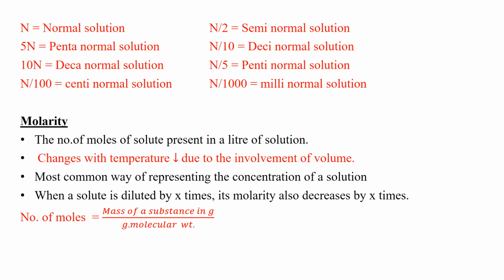Normal solution means if simply N is written, then it will be normal solution. N by 2 is semi-normal solution. You have to remember this, right?